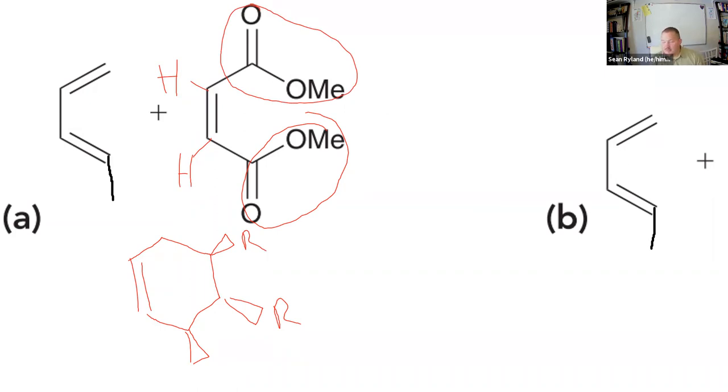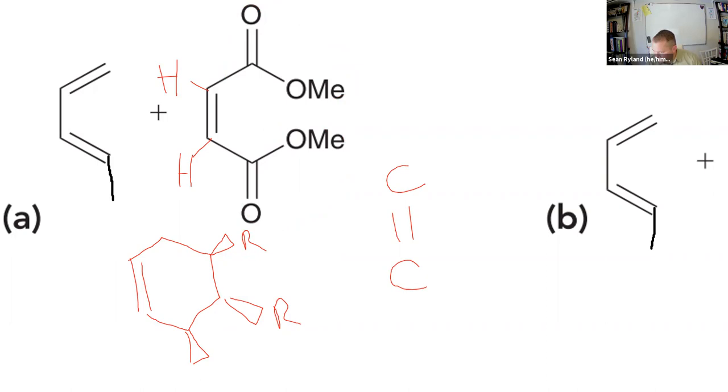If we were going to get the stereoisomer that has them facing downward, we would have to start with our dienophile in the opposite orientation, by which I mean if we started with it here. So if we took that dienophile and flipped it like a pancake so that our ester groups were pointed towards the rest of the ring, when we bring it in from underneath, we're going to wind up with these two R groups facing downward.